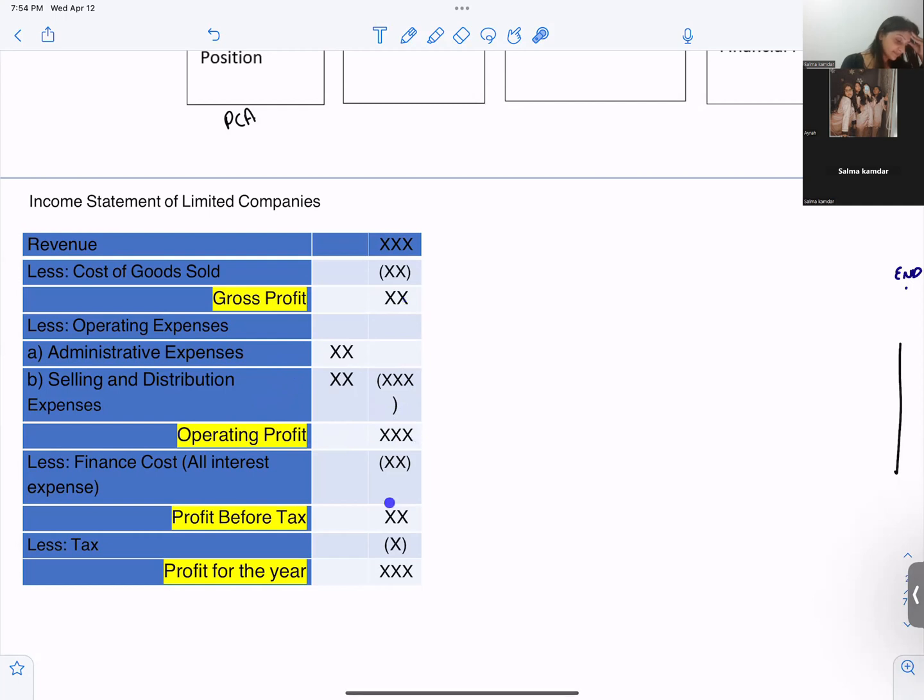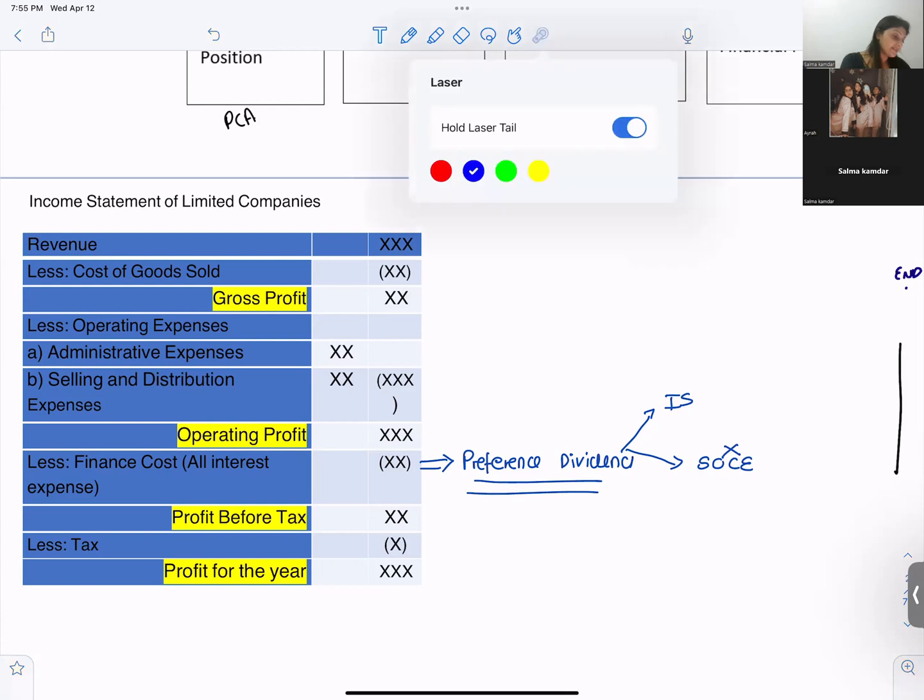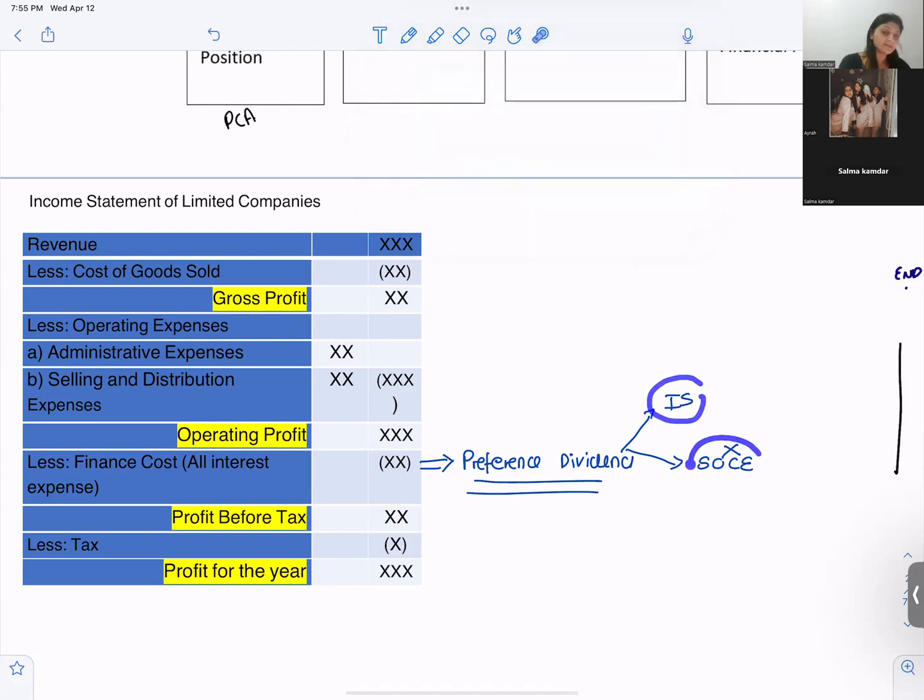Then you minus the finance cost, which is all the interest. One more thing comes in the finance cost. What is it? The preference share dividend. Preference dividend comes in the income statement, but it does not come in the statement of changes in equity. Always remember the preference dividend comes in the income statement, but it never comes in the statement of changes in equity.